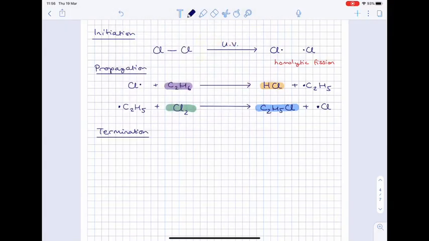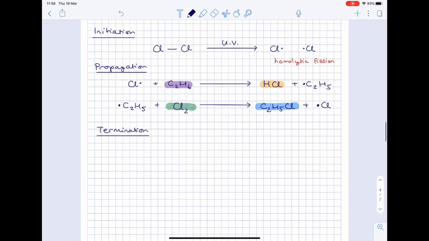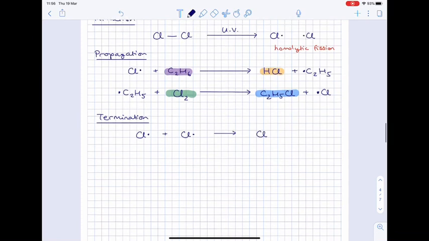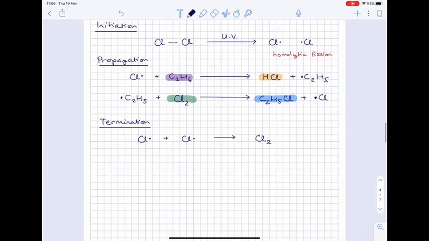Finally, this is the easy bit, which is the termination step, but you must remember to write at least 2 termination steps in the exam, even if you're not asked. So we're going to choose any 2 radicals, and they will pair up their unpaired electrons, and there'll be no more unpaired electrons, and we're going to have a non-radical. That's one termination step.